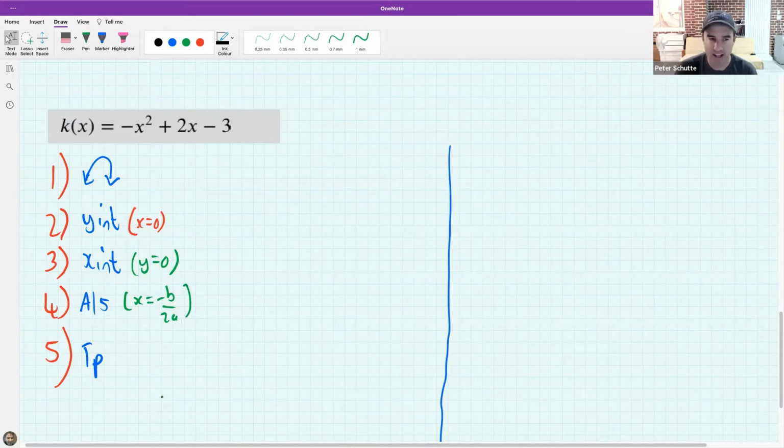That's often why I check delta first. If delta is negative, then it means that there are no x-intercepts. And there are some parabolas that have no x-intercepts. And I'll explain to you now what that looks like. Luckily, the process handles it just fine.